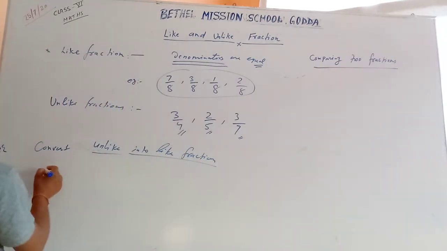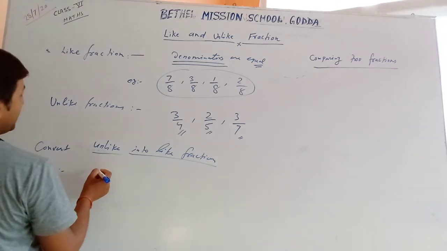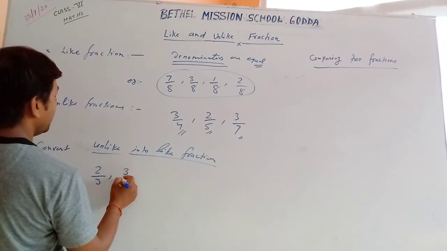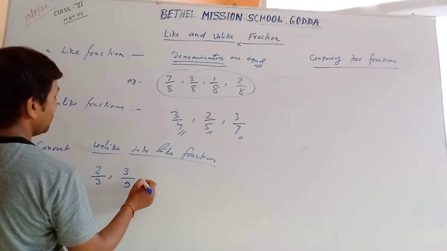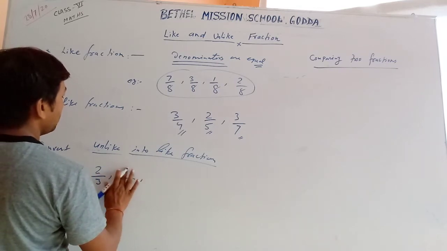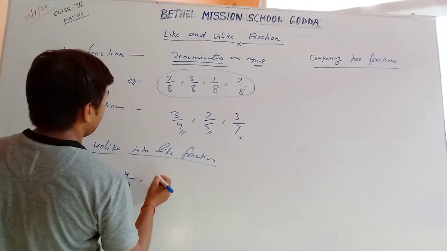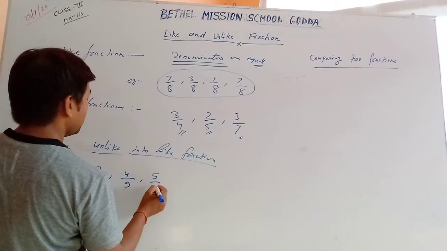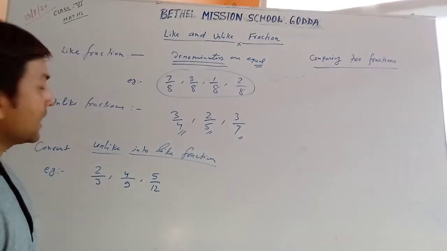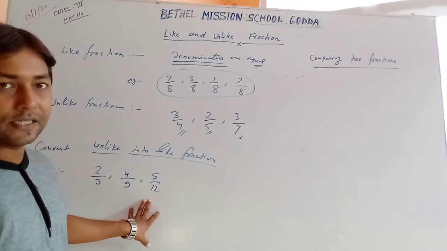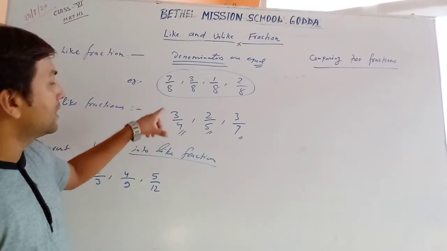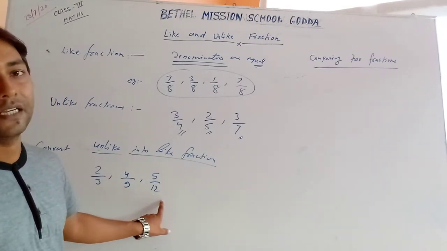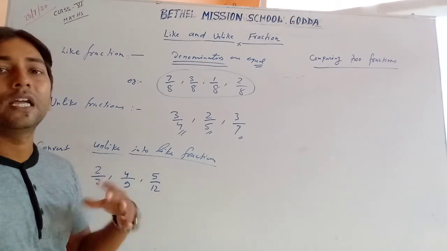How can we convert? For example, given 2 upon 3, 3 upon 9, 4 upon 9, or 5 upon 12. This is an unlike fraction, because the denominators are unequal, not equal. So this is an unlike fraction. How can we convert this into like fractions?